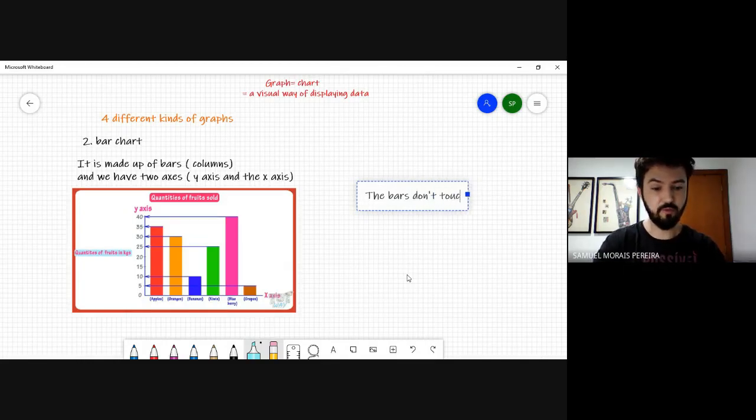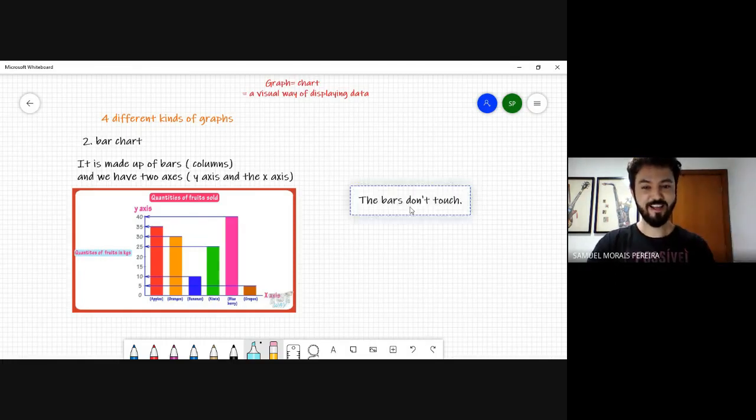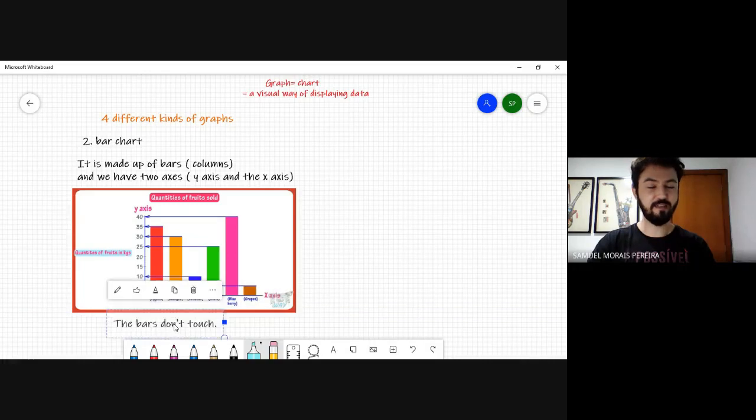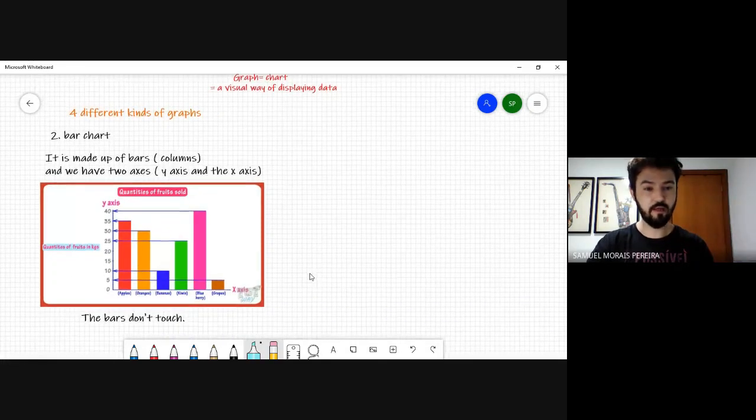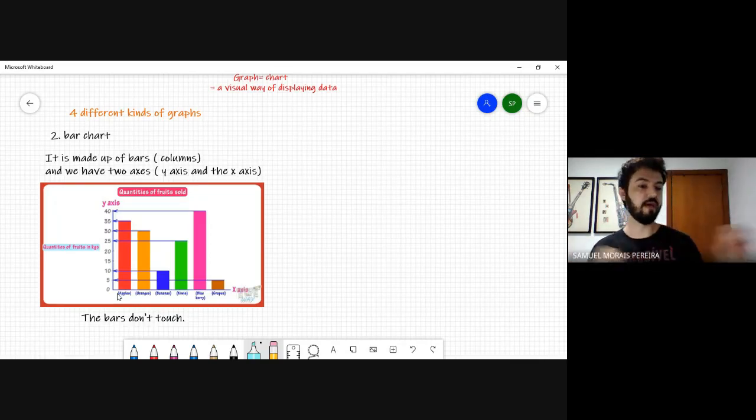Gravem isso, façam isso um mantra. The bars don't touch. Repitam isso interminavelmente. The bars don't touch. As barras não se tocam. Because, you know, apples are different from oranges. Bananas are different from oranges. So the categories I have here are totally different one from the other. Não existe uma continuidade. Tudo bem? São coisas distintas. Apples, oranges, grapes, and blah, blah, blah.